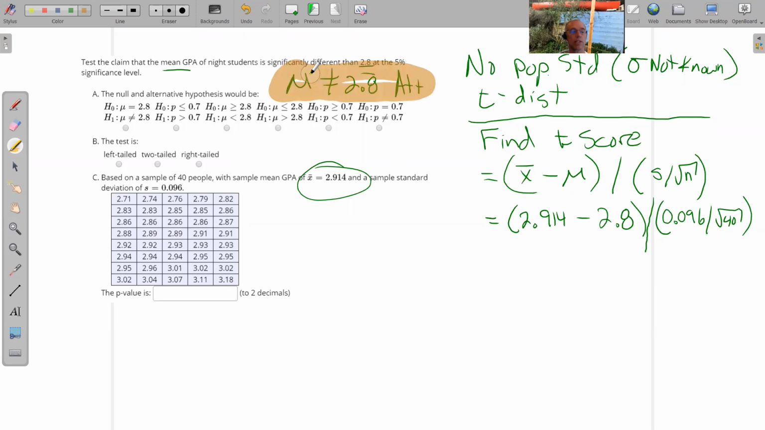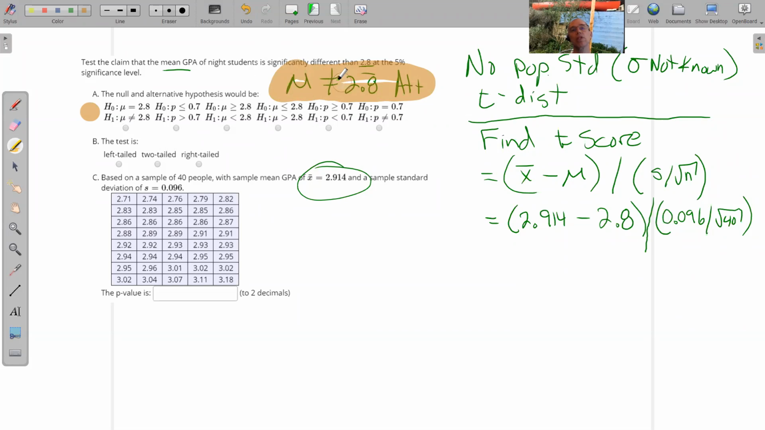And the trick is to analyze the English of the claims you were given. If one of them has an equal sign in it, it has to be the null. If it doesn't have an equal sign, and this is a not equal, so that counts as not an equal sign, then it's the alternative. So which one of these here has an alternative that is mu not equal to 2.8? And for me, it's this one.